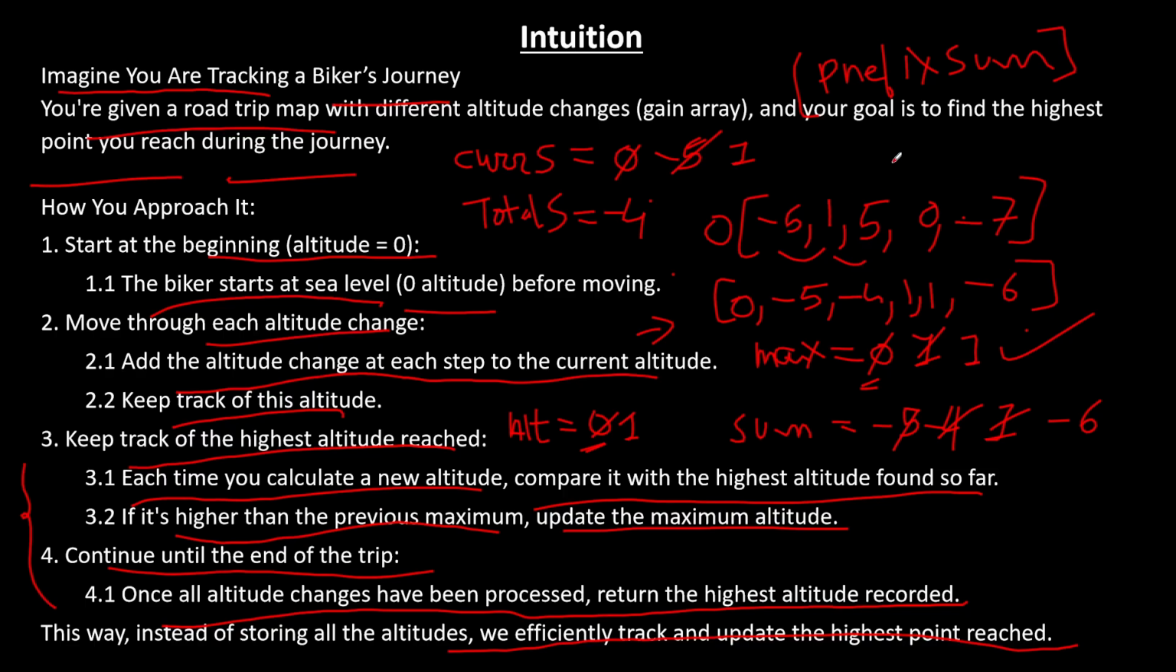Now, if you just add this complete array, what is the sum? -5 plus 1 is -4, plus 5 gives me 1, 1 plus 0 gives me 1, and 1 plus -7 gives me -6. So the summation of this complete array is also -6, and what we got here is the same. I hope you understood how we built up the intuition and how we reached the conclusion that this is a question of prefix sum. Now let's move to the next slide.